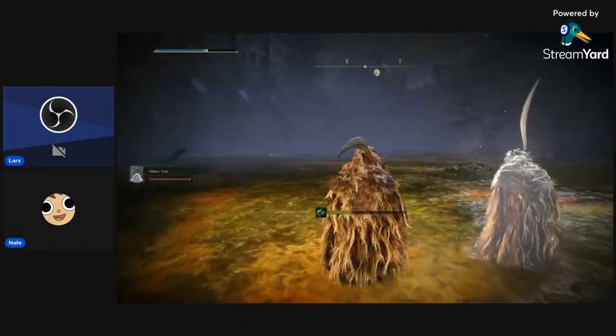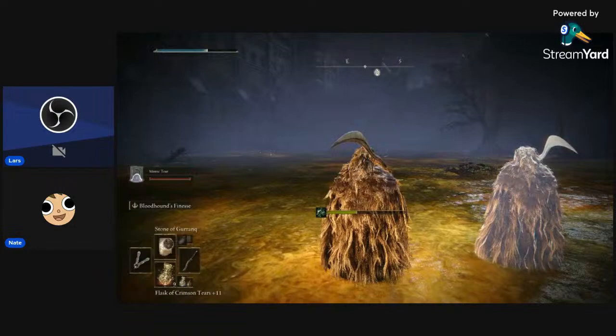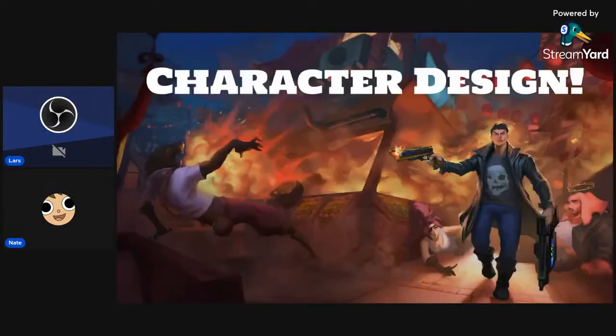But with all of that being said, let's finally dive into the meat of what you all came here for this evening, which is character design. Woohoo! And I love that artwork. I love this as well.